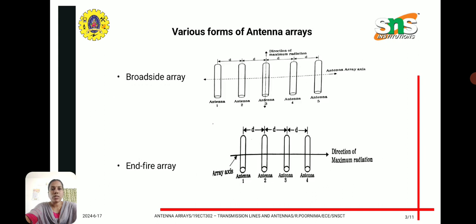There are various forms of antenna arrays. First, the broadside array, which has its maximum direction of radiation perpendicular to the array axis. The antennas are arranged in equal spacing. And the end fire array, where the direction of maximum radiation is along the array axis.